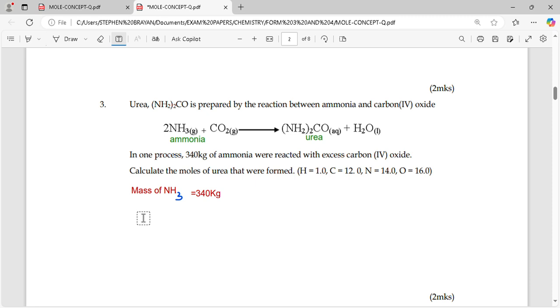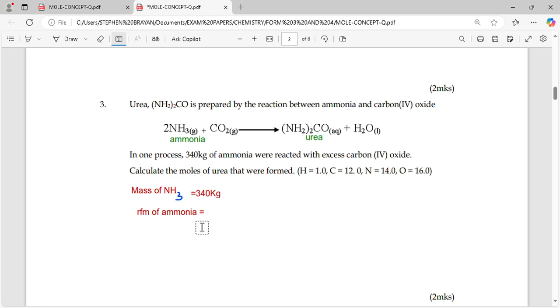Because we are provided with the mass of ammonia, the next thing we are going to get is the RFM of ammonia. How do you get the RFM of ammonia? This is another question that you must be asking yourself. Ammonia is NH3. Leave alone the 2 in the equation; it is only used to balance the equation, so you don't include it when you're getting the RFM.